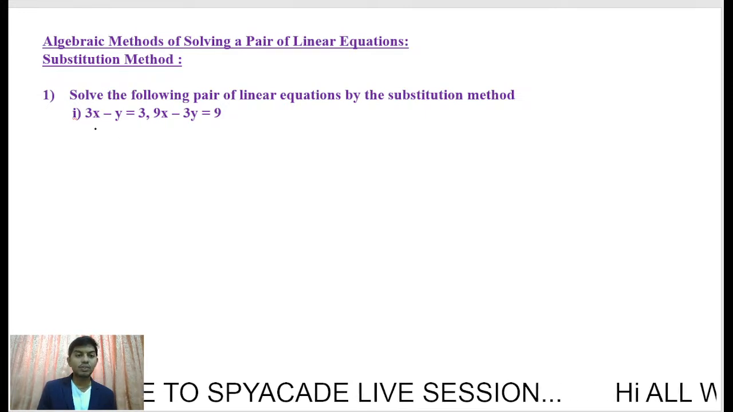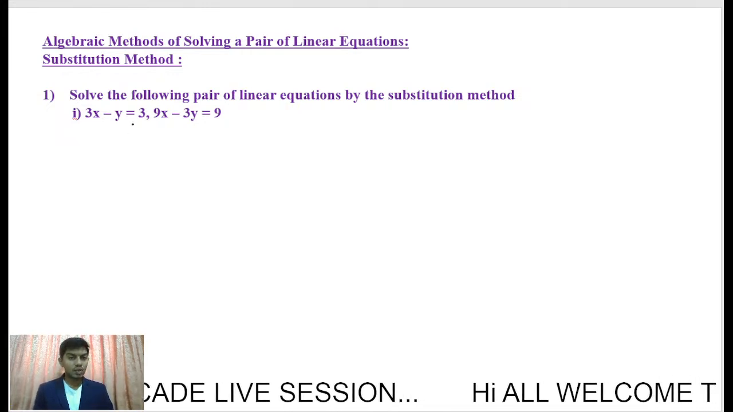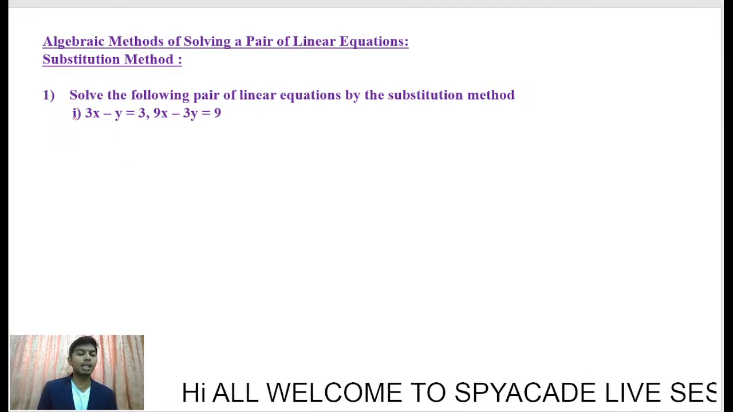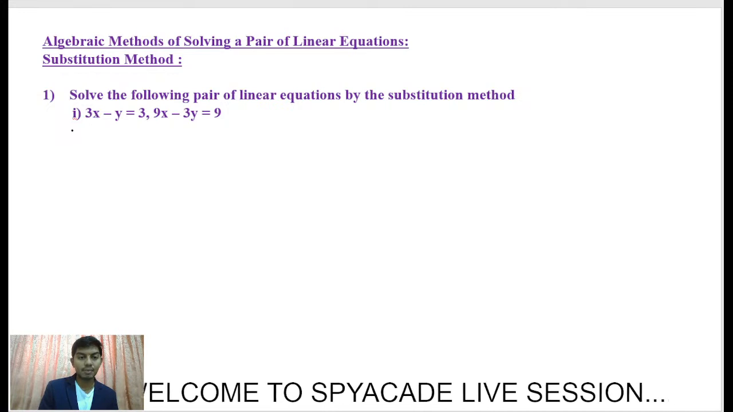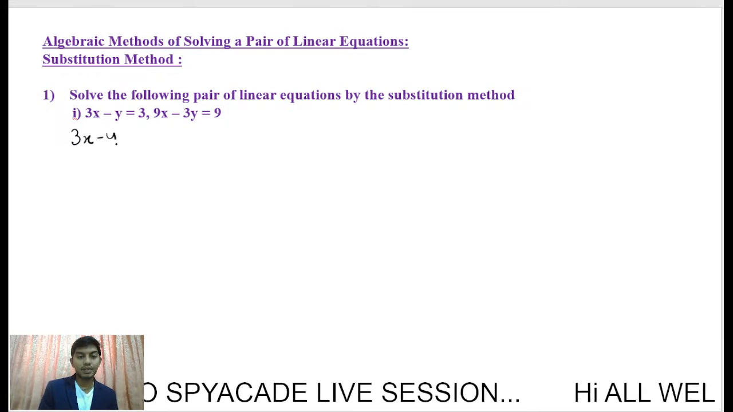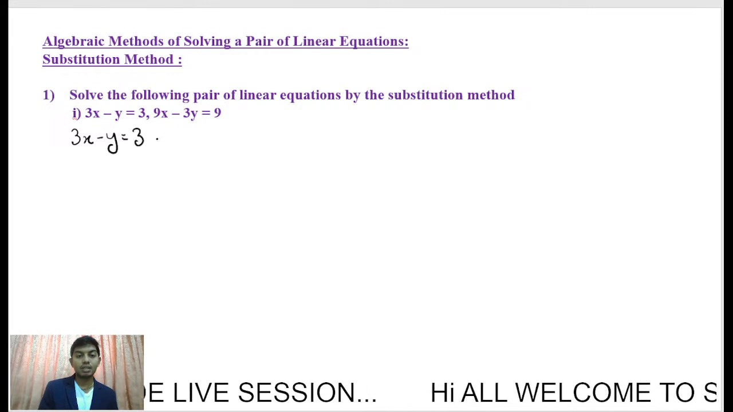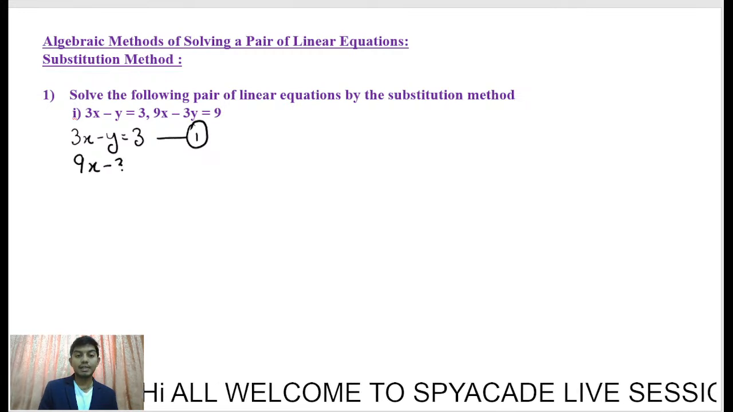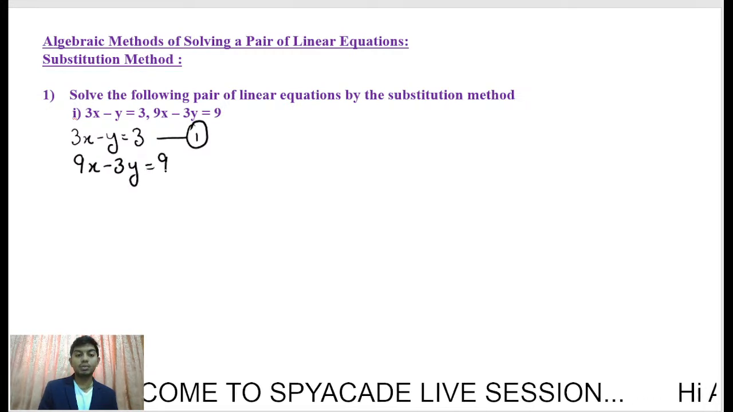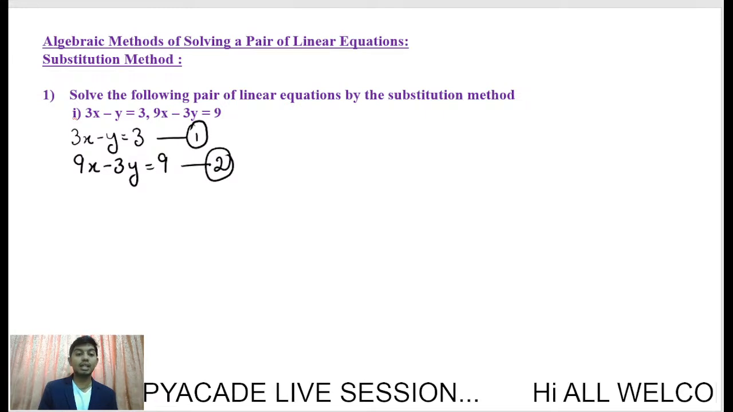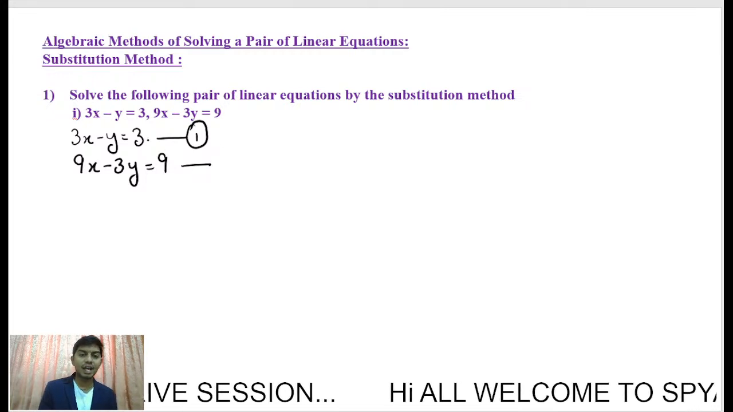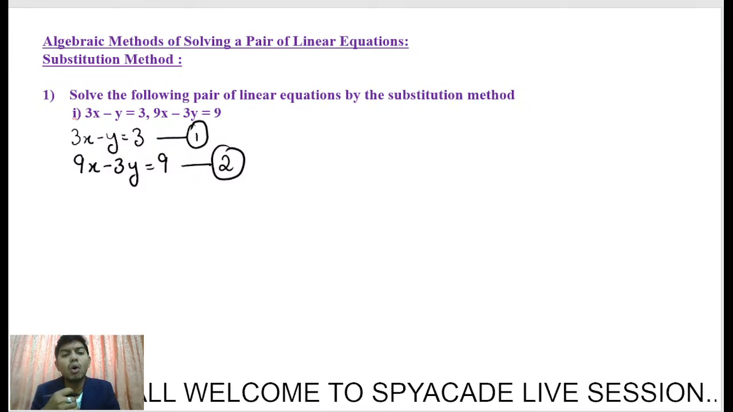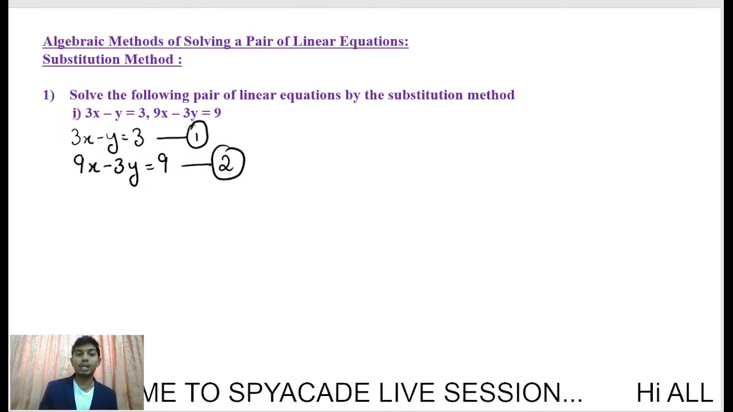So they have given two different equations, that is 3x minus y is equal to 3, 9x minus 3y is equal to 9. So here I am just writing 3x minus y is equal to 3. This is going to be the first equation, and then 9x minus 3y is equal to 9. This is going to be the second equation. Two different equations are there. What we are going to do is something common for all the questions. So please do understand very clearly.